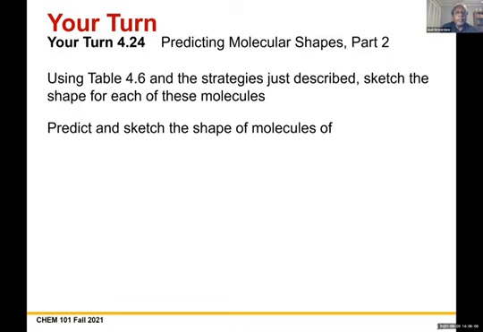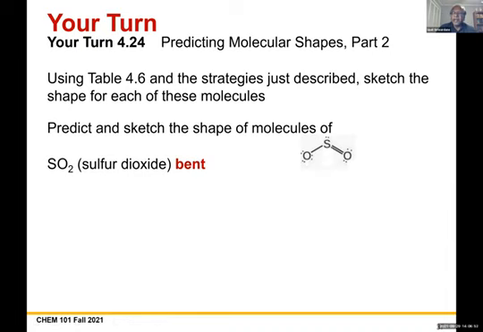So predict the shape of the molecule. Predict and sketch the shape of sulfur dioxide. When you write down the Lewis structure, it has one double bond and a single bond. A double bond is almost equal to a single bond, so a double bond is considered as a single bond. Therefore, just 2 bonding electron pairs and 1 non-bonding pair. This should be bent, just like water.